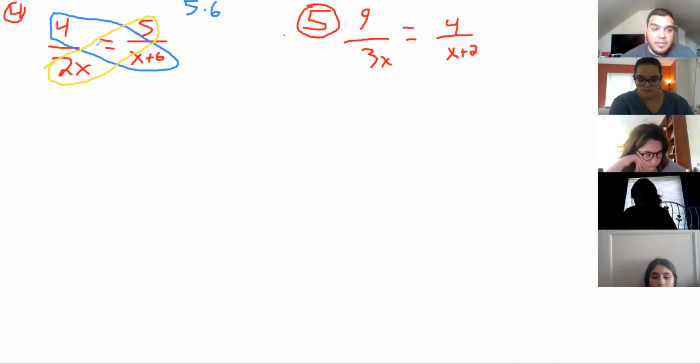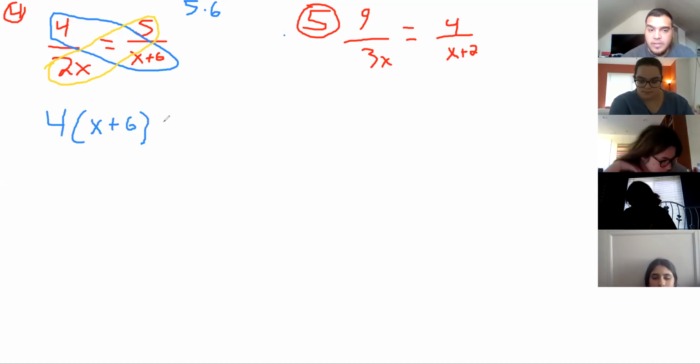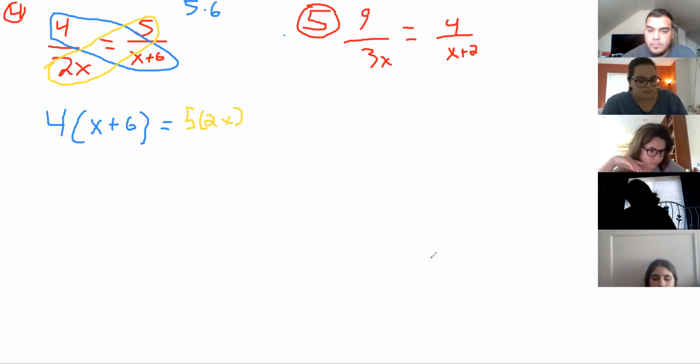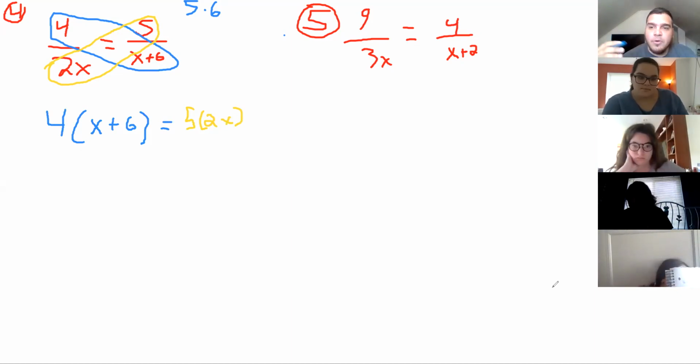So on the blue one, it's going to be 4 times, make sure it's x plus 6. Again, there's the plus sign. They're locked in together. Can't do anything about it. Over on the right side, it's 5 times 2x. Now, I think this section is a little bit nicer because it's kind of straightforward. There's no real tricks to it. There's no new method other than the cross multiplication, then we're back to your classic algebra stuff.